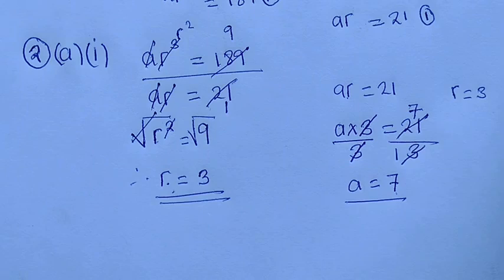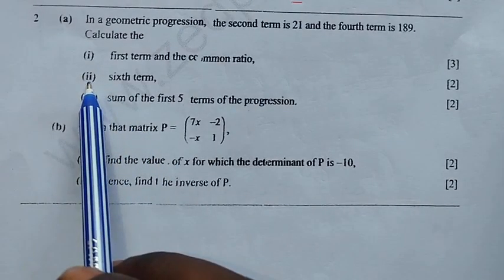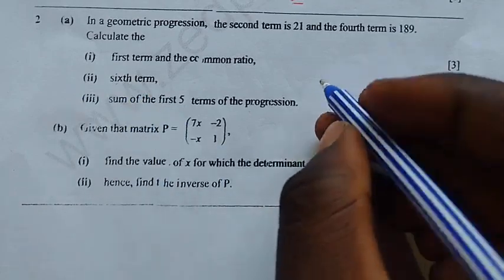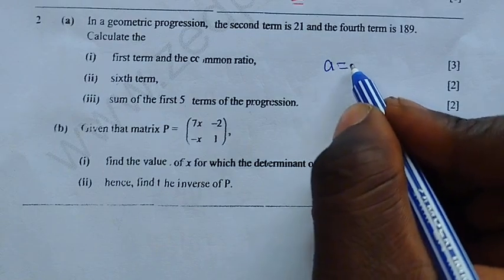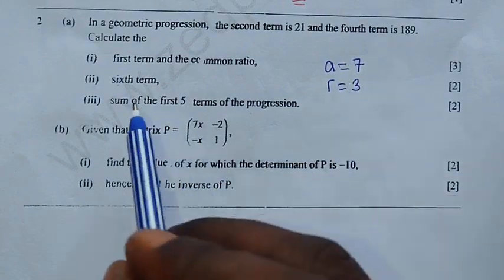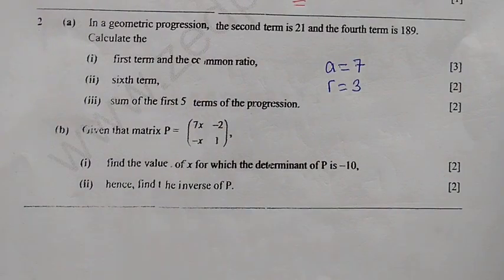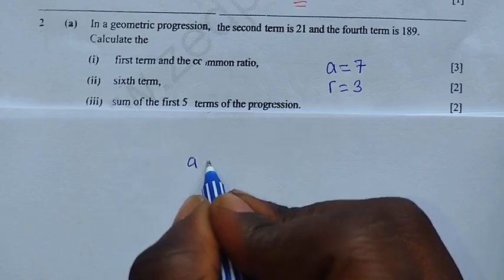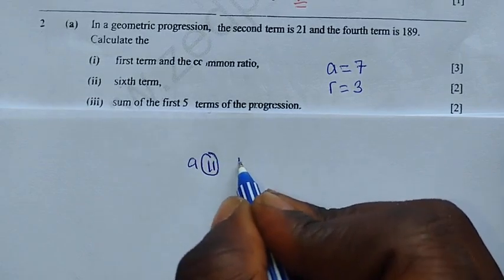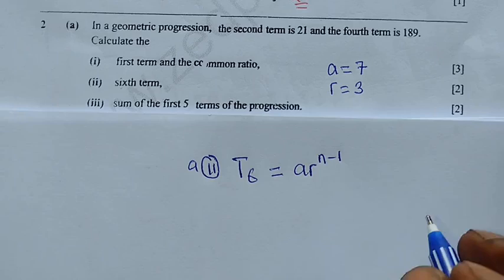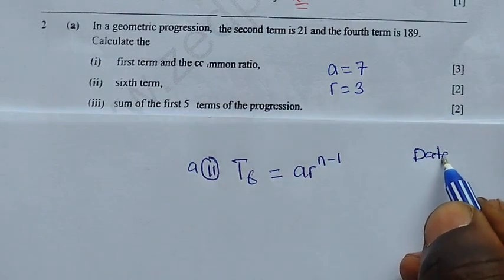We now progress. We now come to our question 2. Calculate the sixth term. Bear in mind that your first term, you have answered, is 7, and your common ratio is 3, because we'll be using this. So how can we find the sixth term? This is our question a(2). To find the sixth term, we say the sixth term, which is T6, is equal to ar^(n-1). So here we need to come up with our data.